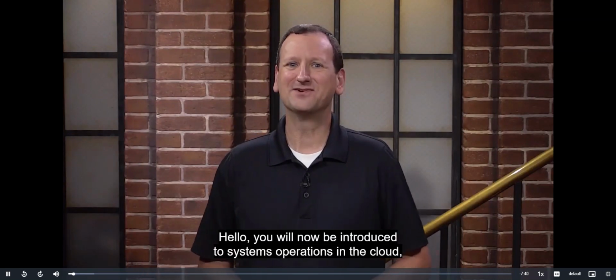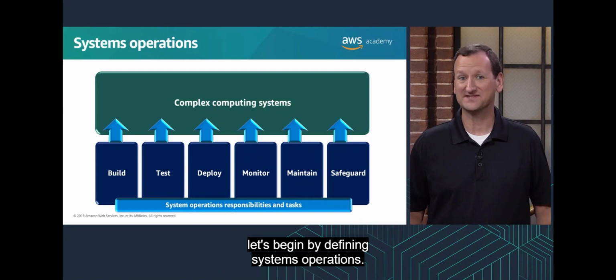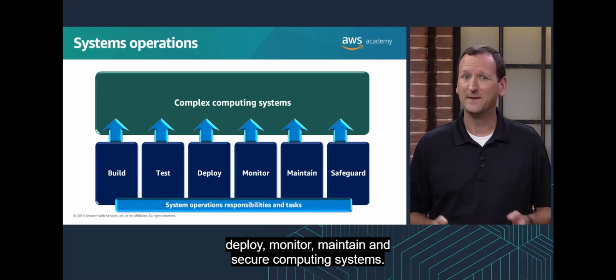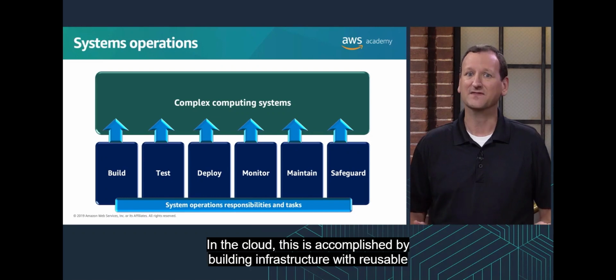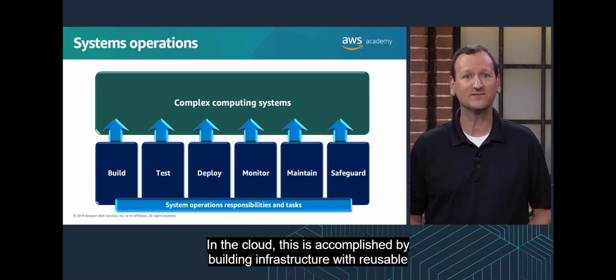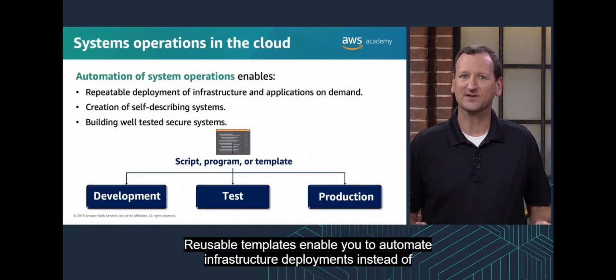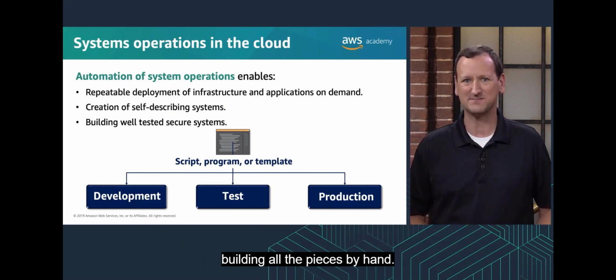Hello, you will now be introduced to systems operations in the cloud. Let's begin by defining systems operations. Systems operations include the tasks required to build, test, deploy, monitor, maintain, and secure computing systems. In the cloud, this is accomplished by building infrastructure with reusable templates or scripts. Reusable templates enable you to automate infrastructure deployments instead of building all the pieces by hand.